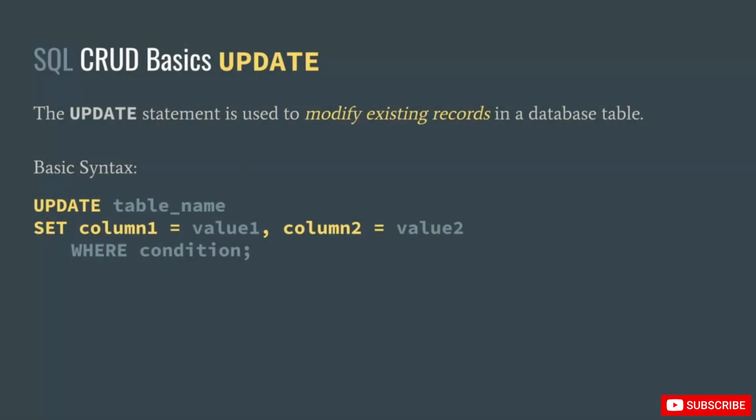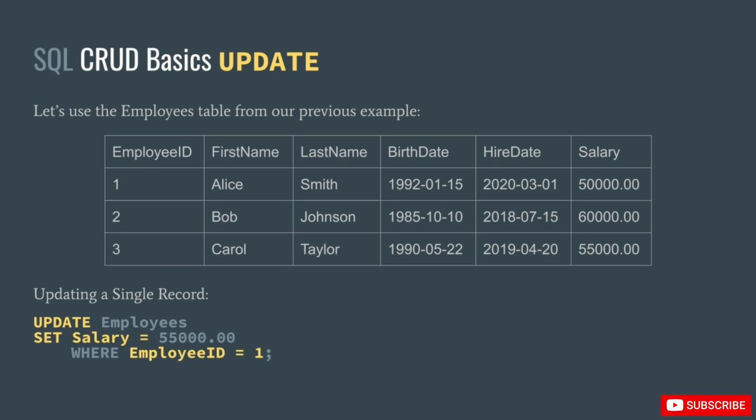The update statement in SQL is used to modify existing records in a database table. Its basic syntax starts with update, followed by the table name where the record is stored. Next, we use set to define the specific columns and the new values we want to assign. Finally, the where clause specifies which rows should be updated based on a given condition. Without the where clause, all rows in the table would be updated, so be careful to use it when only certain records need changes. To demonstrate the update statement, let's look at the employees table we used earlier.